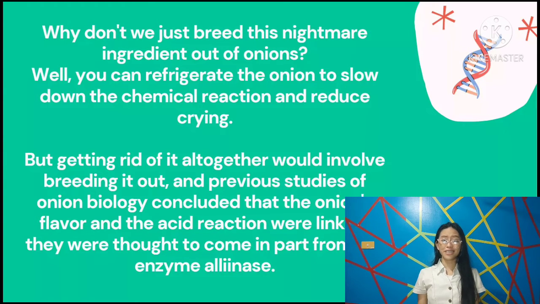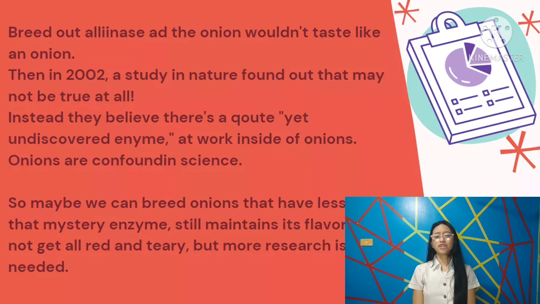I know what you're probably thinking right now. Why don't we just breed this nightmare ingredient out of onions? Well, you can refrigerate the onions to slow down the chemical reaction and reduce crying, but getting rid of it altogether would involve breeding it out. Previous studies of onion biology concluded that the onion's flavor and acid reaction were linked, so they were thought to come from the enzyme called alliinase. If we breed out alliinase from the onion, then the onion wouldn't taste like an onion at all.